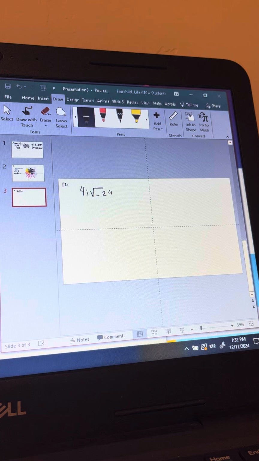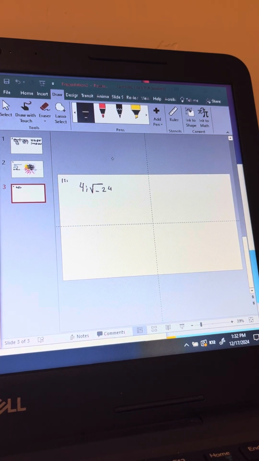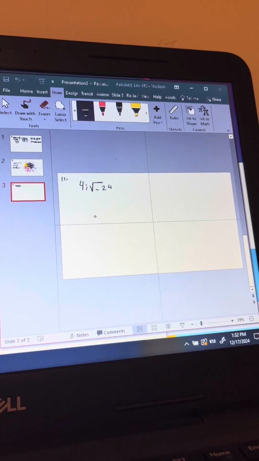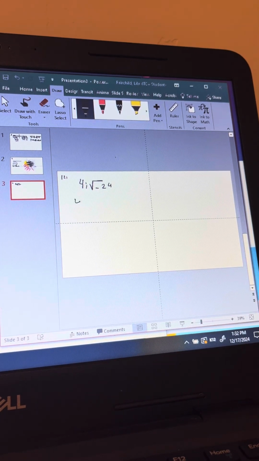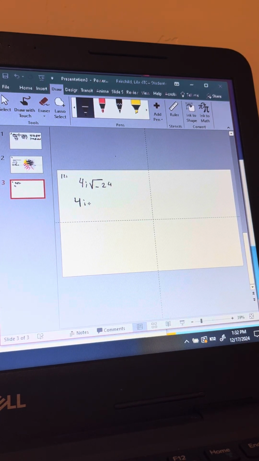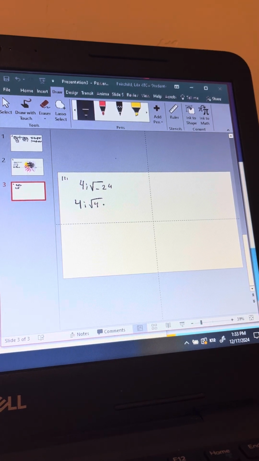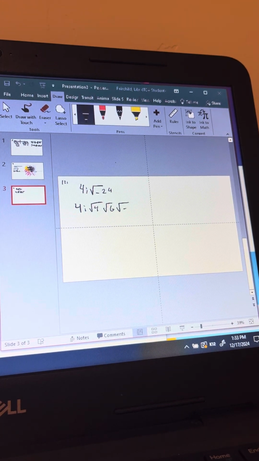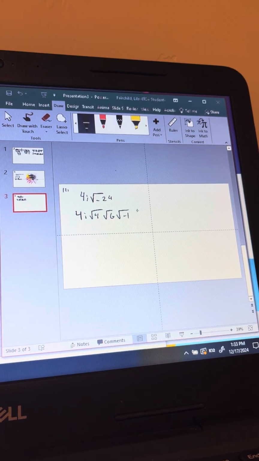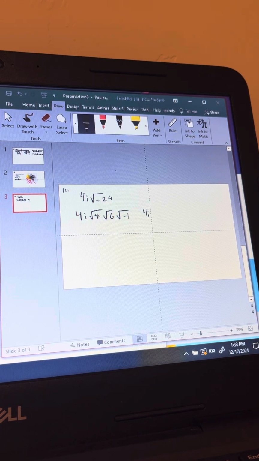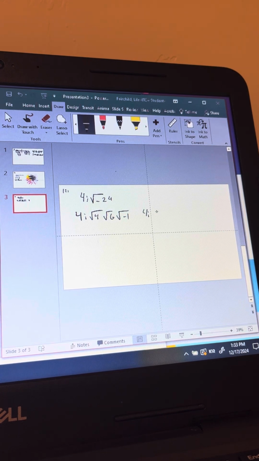And then for this last problem, what I'm gonna do is I'm gonna go 4i and then turn the -24 into a 4, a 6, and then a -1. And then from there I can go 4i and then turn this 4 into just a 2. So it'll be times 2, and then times square root of 6 because you can't square root 6. And then the -1 can turn into an i.